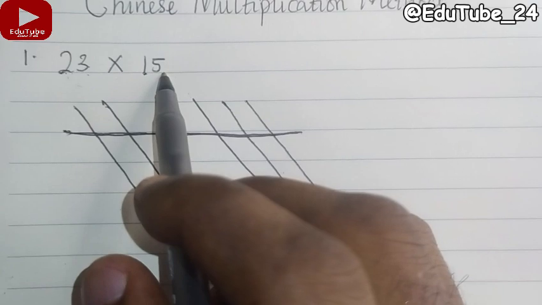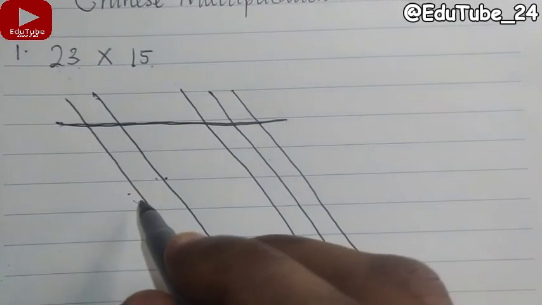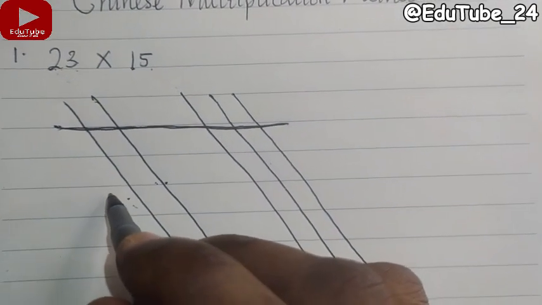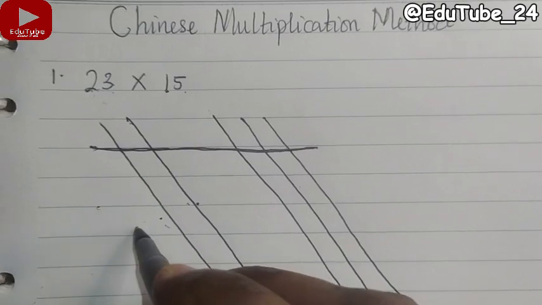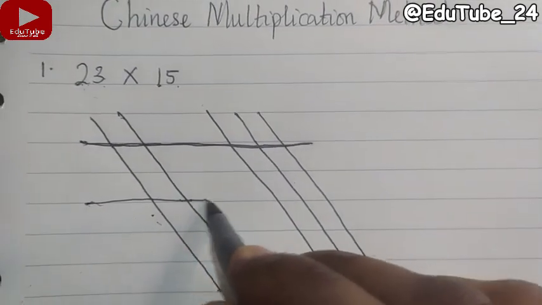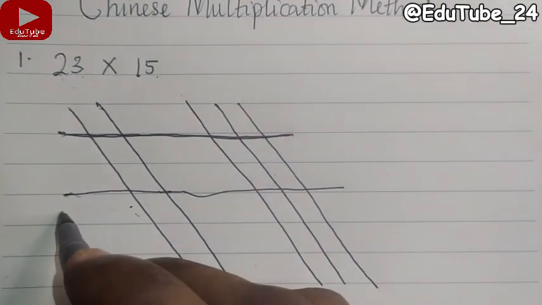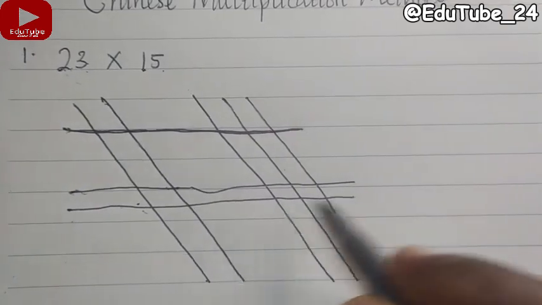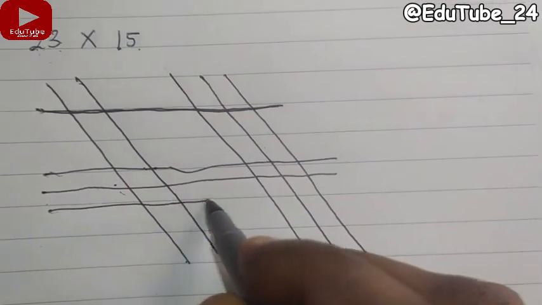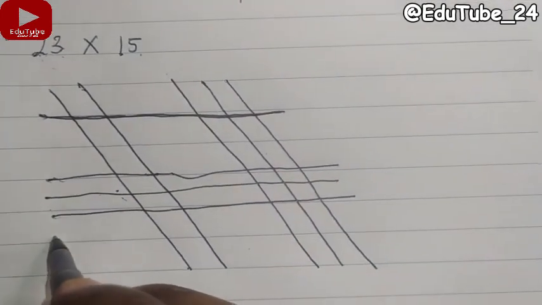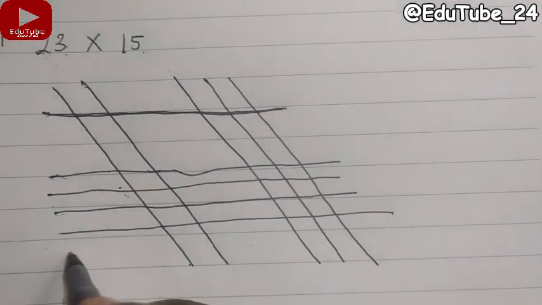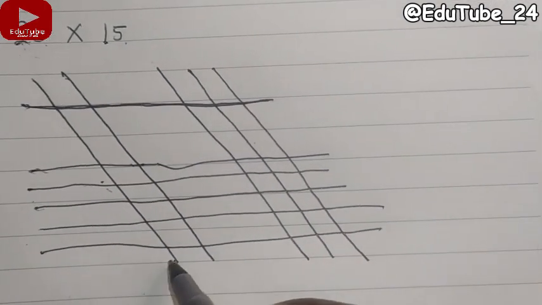And then the next number is 5, which is 5 units of sticks. So I'm going to leave a space apart from it and draw 5 sticks: 1, 2, 3, 4, and then 5.